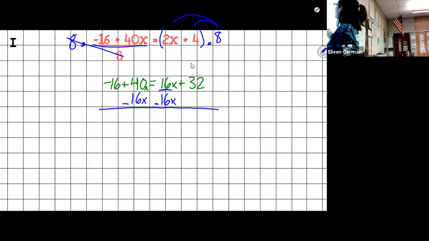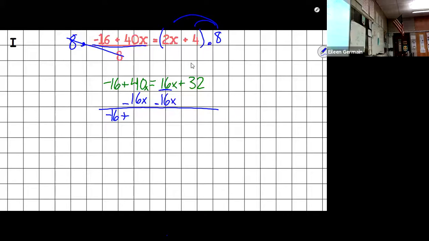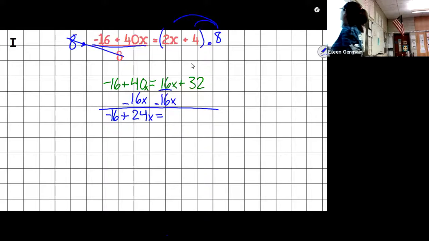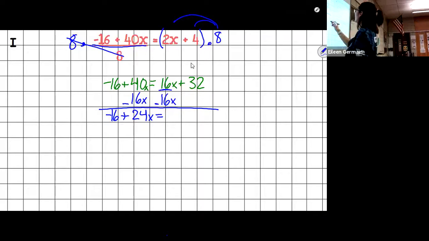And when I subtract here, it's going to be negative 16 plus 40 minus 16 is 24x is equal to, what's my constant that's left on the right? You'll have 32. 32, nice job.